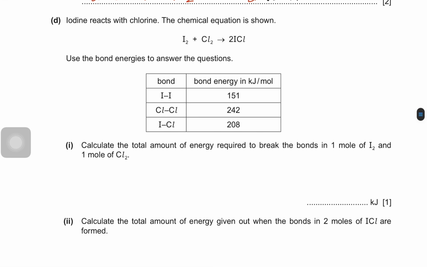Iodine reacts with chlorine. The chemical equation is shown. Use the bond energies to answer the questions. Calculate the total amount of energy required to break 1 mole of I2 and 1 mole of Cl2. So bond breaking: 151 kilojoule is required to break the I-I bond and 242 is required to break the Cl-Cl bond. So we simply add 151 plus 242, it's 393 kJ.